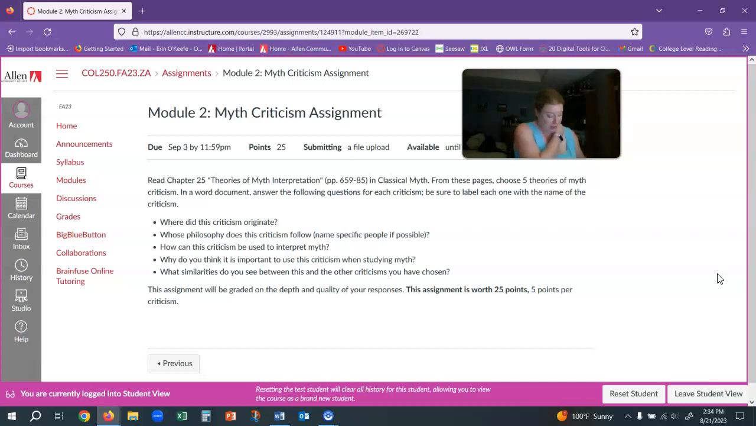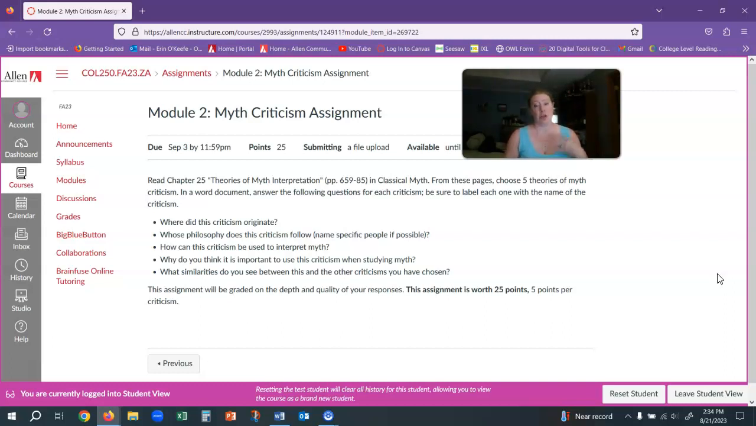Some students find it's easier to pick criticisms that fall within the same section of the textbook. There are theories of the 19th and 20th centuries, which all go together. And there are some other older theories, medieval and Renaissance theories. The allegories are all fairly similar, historical versus moral versus natural. Those are often a little bit easier for students to understand how someone could use them in order to study a myth.